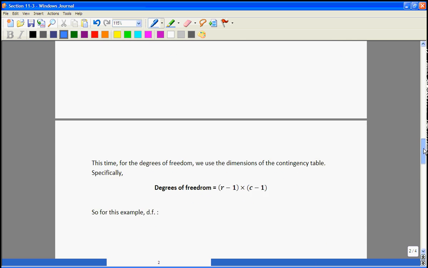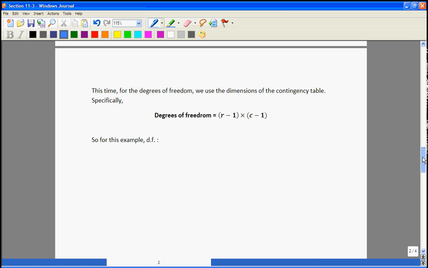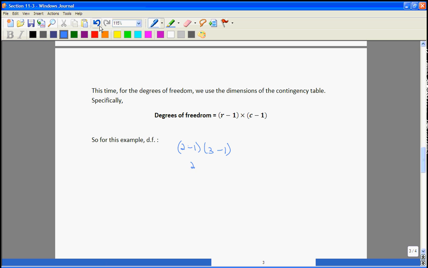Now, similar also to what we did before with goodness of fit, we need a critical value. And again, we need degrees of freedom. But for a contingency table, it's a little bit different. It's not just the number of categories minus 1. Here it's going to be the number of rows minus 1 times the number of columns minus 1. So for this example, we had 2 rows and we had 3 columns. So the degrees of freedom here will be 1 times 2, or 2.